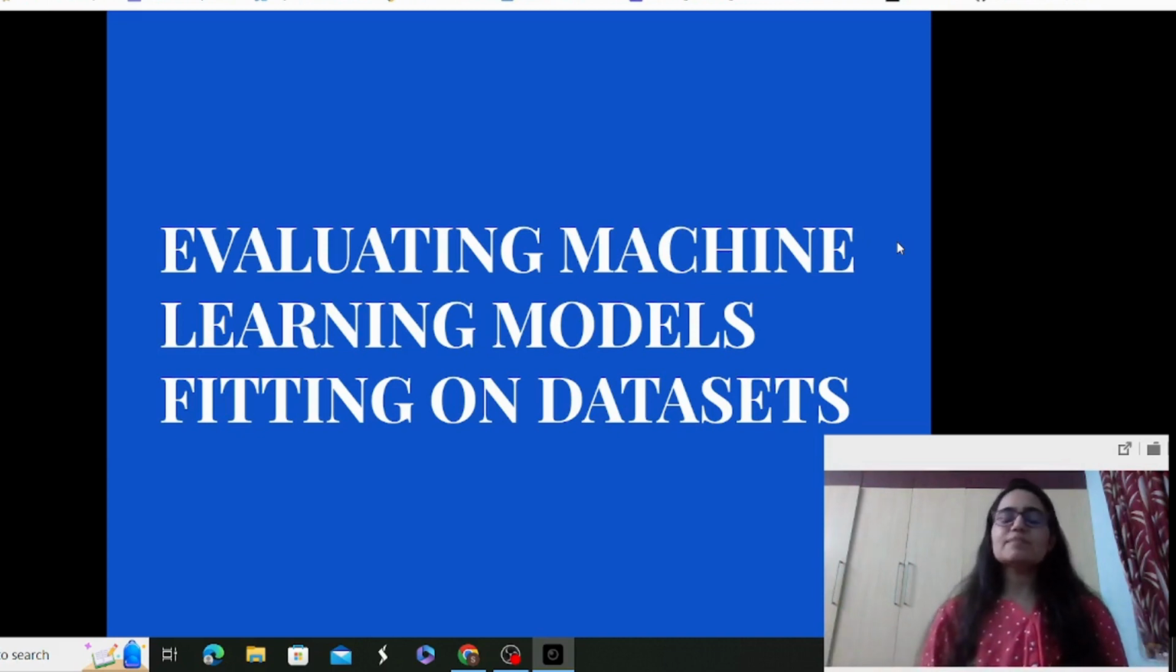So when you actually see model selection, model evaluation is something that any machine learning practitioner, professional, or even researcher has to be aware of.